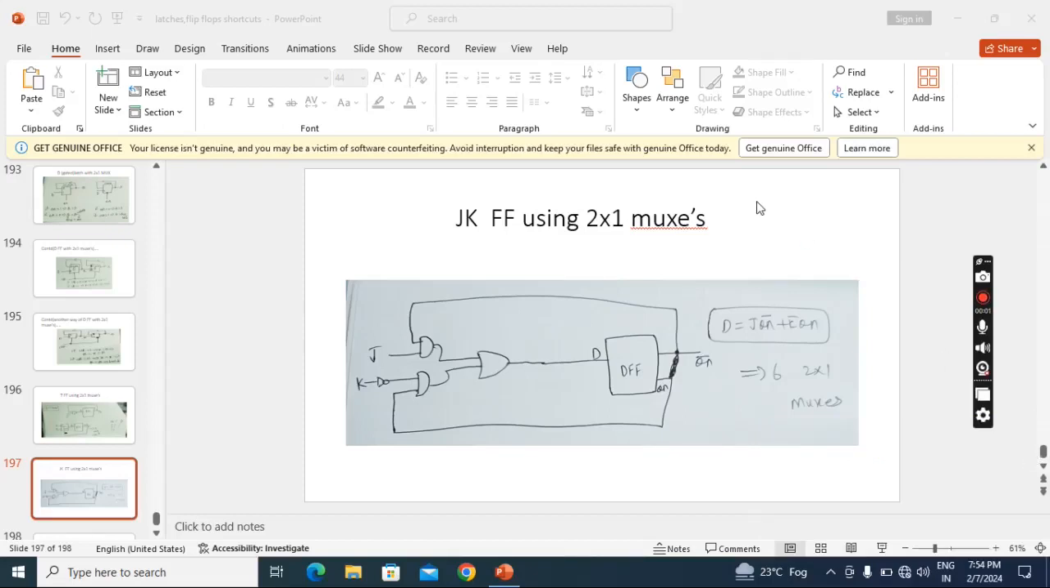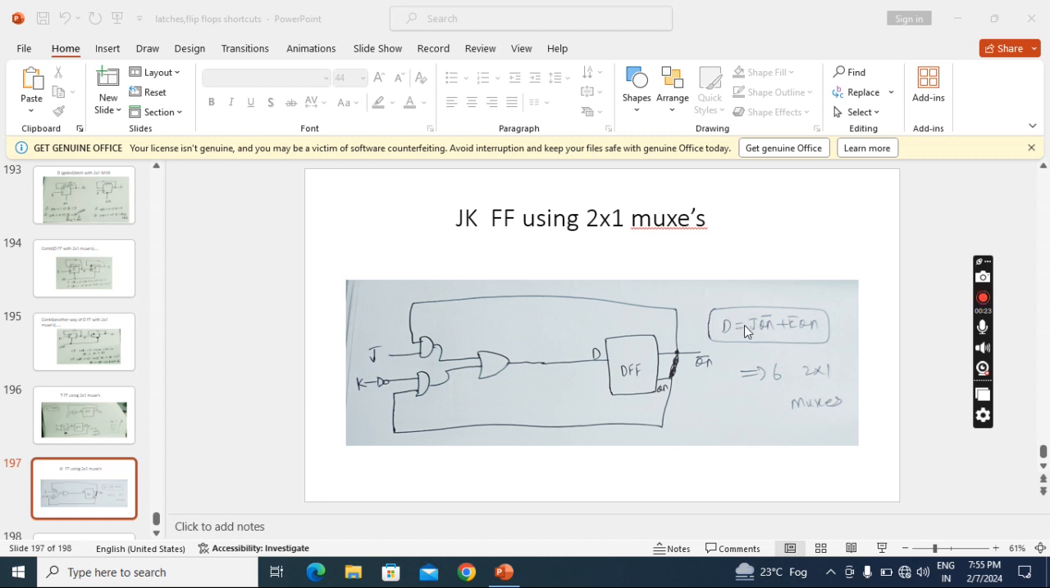In this lecture, we'll see how to implement JK flip-flop using 2x1 multiplexers. I need 6 2x1 multiplexers. The simplest way is, we know how to implement D flip-flop using multiplexer. Take the diagram and we know how to convert this D flip-flop into JK.